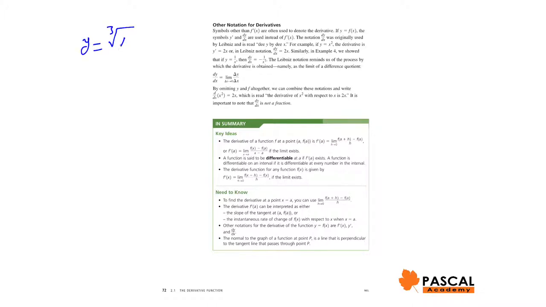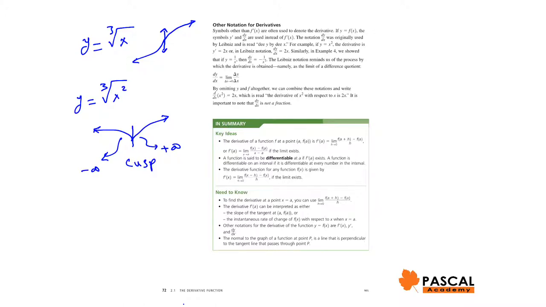Two good examples are f of x equals cube root of x and cube root of x squared. At x equals 0, the slope of the tangent line to the graph of y equals cube root of x is undefined. The tangent line is vertical. And at x equals 0, from the right side, the slope of the tangent line is positive infinity and from the left side is negative infinity, so we deal with a cusp point in this case.